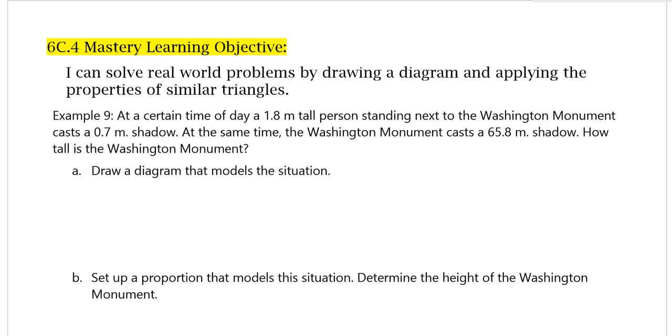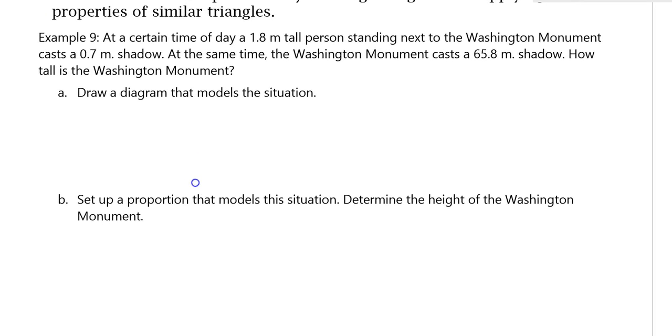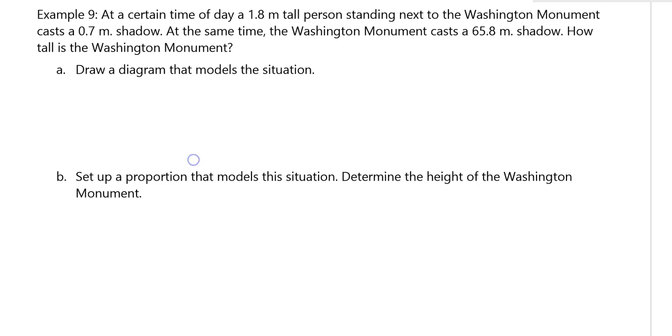Last one for target 6C, 6C.4. I can solve real-world problems by drawing a diagram and applying the properties of similar triangles. Alright, so looking at our first example. I don't know why we're starting with example 9, but whatever.